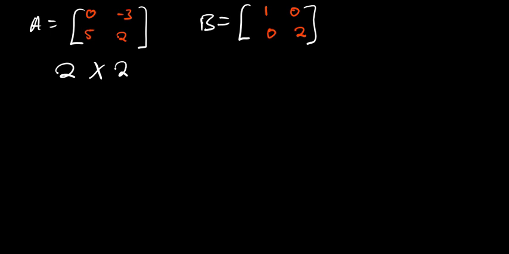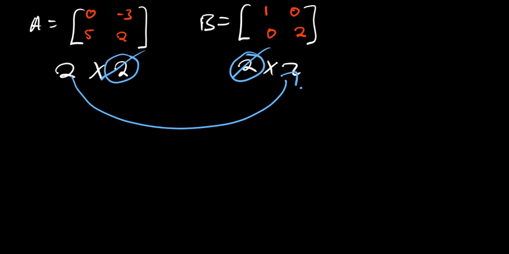Even this one is a 2 by 2 matrix. Now, when you write this is a 2 by 2 matrix, and this is a 2 by 2 matrix, the inside numbers should be the same. Then you have to cancel them. When you cancel them, you get the outside one by the outside of the next matrix. Then that is going to be your answer. So when I multiply these two matrices, I'm supposed to get an answer which is a 2 by 2 matrix.